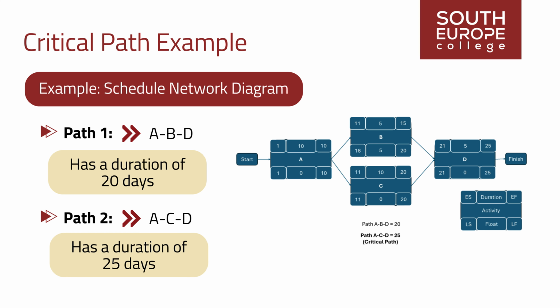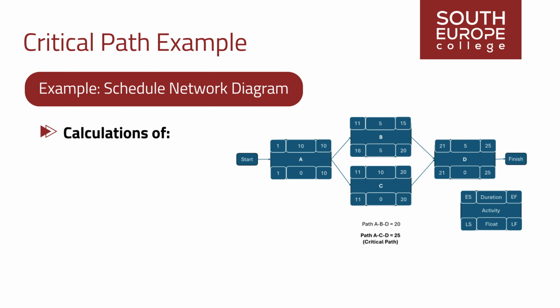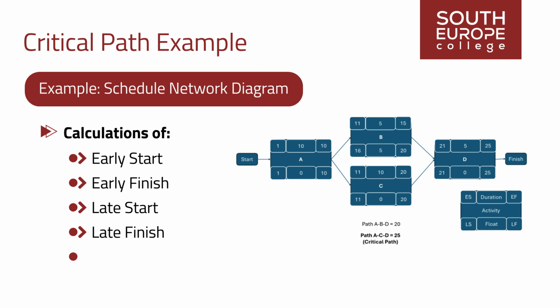Since ACD has the highest duration, it is the critical path, and the minimum duration this project can finish is 25 days. All activities on the critical path have a float of 0. Calculations of early start, early finish, late start, late finish, and float are shown for each activity. Activity B is not on the critical path and has a float of 5 days, meaning that it can start late or be delayed by up to 5 days without impacting the project's overall duration.